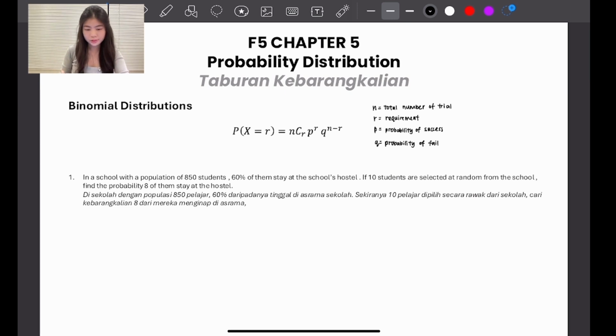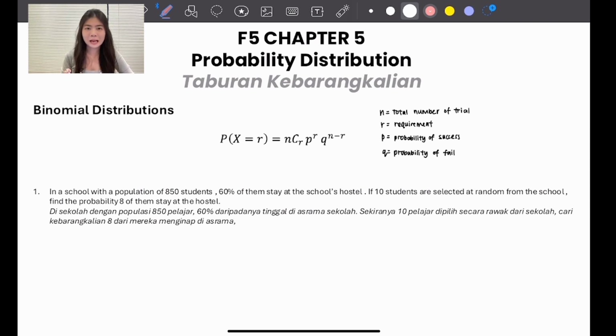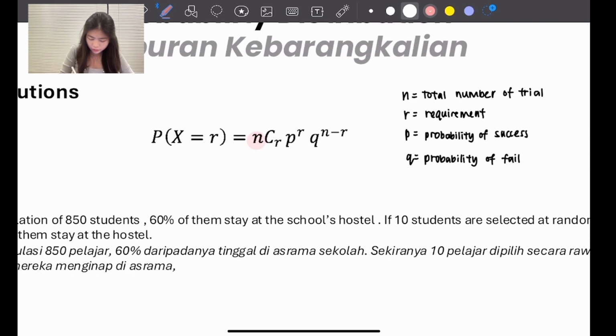So as you can see, here is a formula. The formula shows us how to find a probability. First and foremost, you must understand the meaning of this formula. What does each unknown represent?